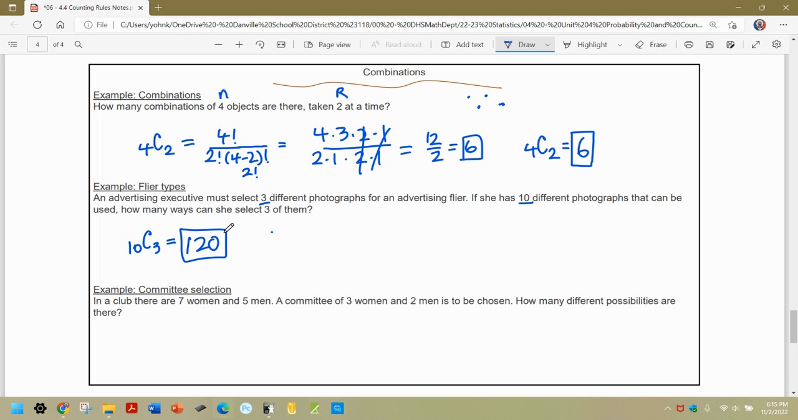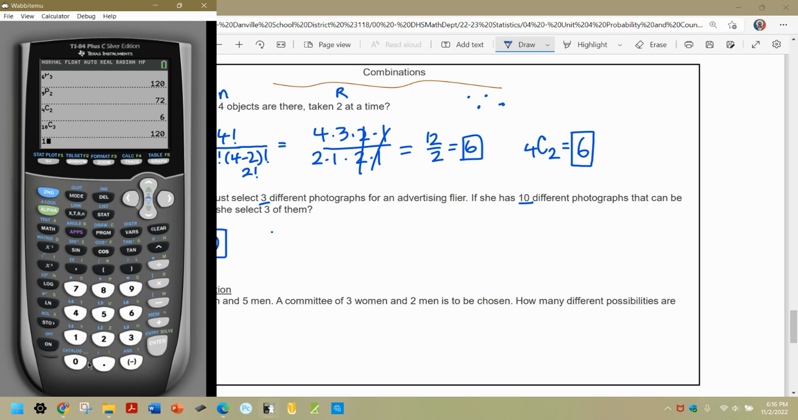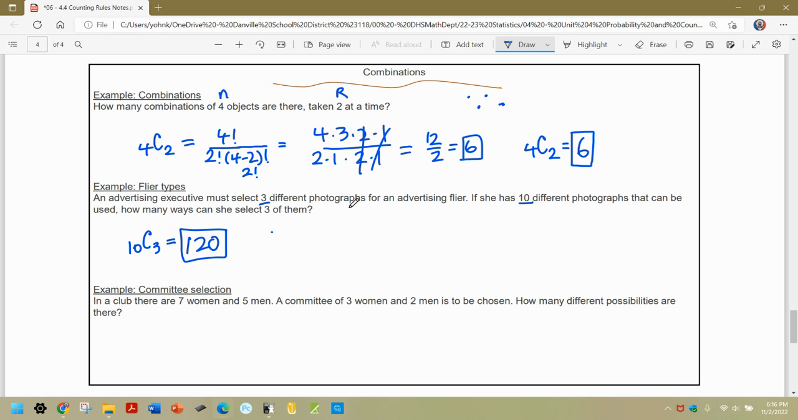Again, no particular order. Because look what happens if I want to put those same ones in order, kids. Watch, if I do 10 and then P 3, now I have way more possibilities, 720. So kids, notice that. 10C3 is 120. 10P3 is 720. So when I have to put them in a certain order, it makes way more possibilities.